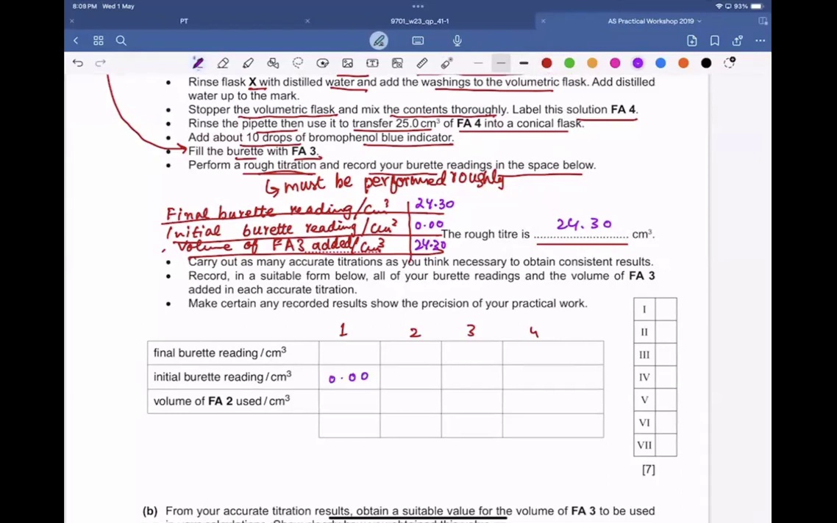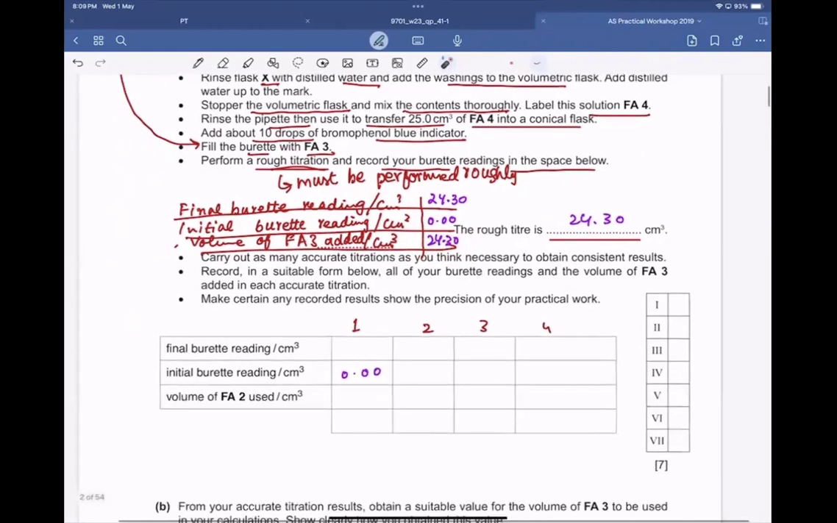When you are performing the accurate titration, you have to be careful when you are closer to the end point. For example, here you have assumed the volume 5 centimeter cube. So after every 5 centimeter cube, you stop the burette and check the color change. So it means before this, you have stopped the burette at 20.00. So you got to know that your end point or the color change would occur actually between 20 to 24.30, between this range.